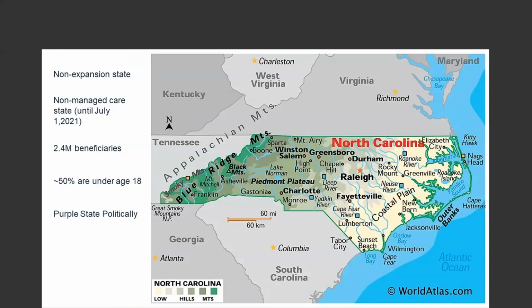So jumping right into it, North Carolina is a non-expansion state, and up until 7/1/2021, we were a non-managed care state. We have about 2 million beneficiaries, of which 1.6 million are in our standard plan population that was launched in July, and that includes our 5 prepaid health plans as well as our Eastern Band of Cherokee Indians tribal option. The majority of our Medicaid population consists of women and children, with over 50% under the age of 18. And politically, we are a purple state. Next slide.